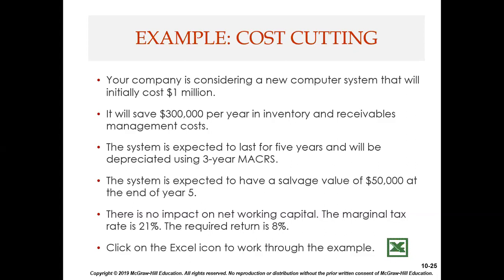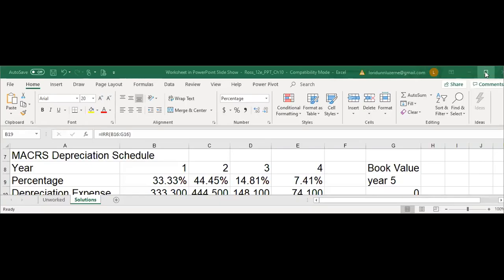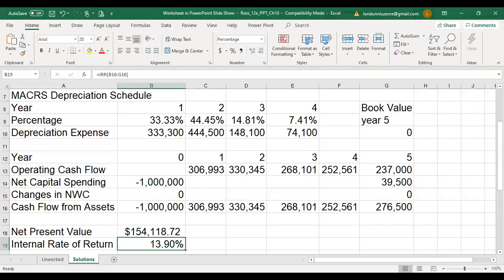There is no impact on net working capital, so there's no additional investments necessary up front in our current assets or current liabilities. The marginal tax rate is 21%, and we would like to see a rate of return of 8%. So I'm going to click on the little Excel icon, and then I will share that with you so you can see that in case you didn't. So here's our information.